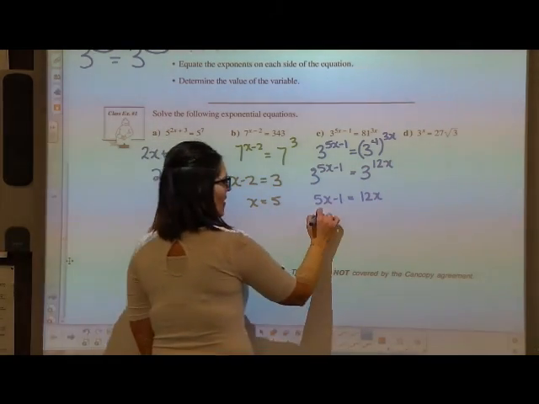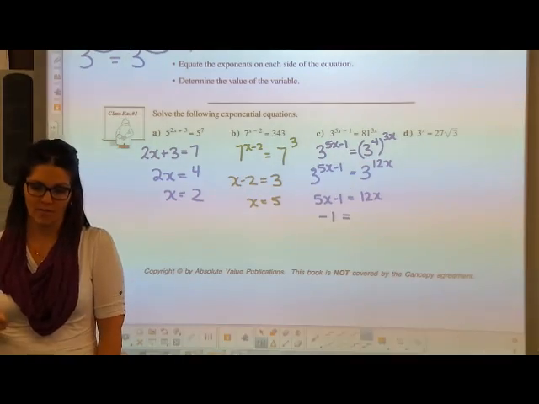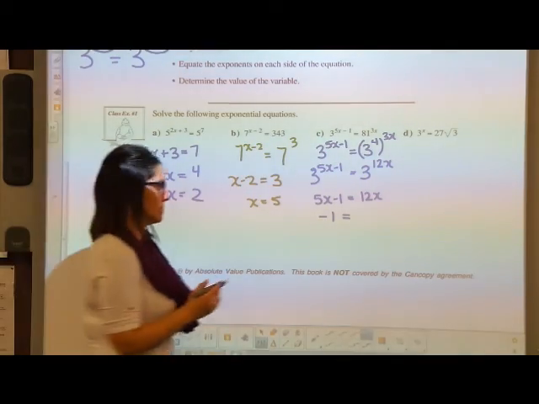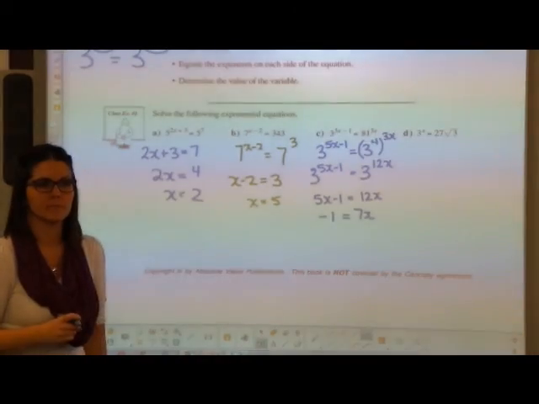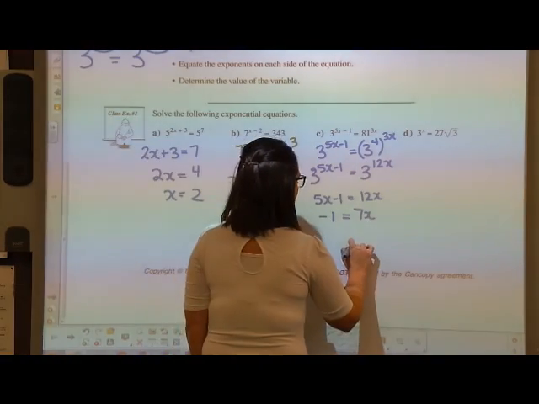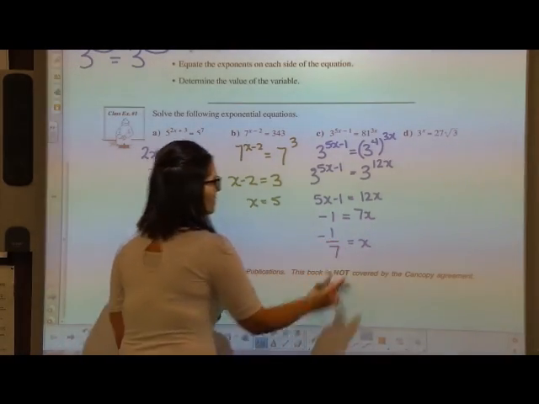So subtract by 5x, and what would I get on the right-hand side when I subtract 12x by 5x? And then, so x would equal, good.